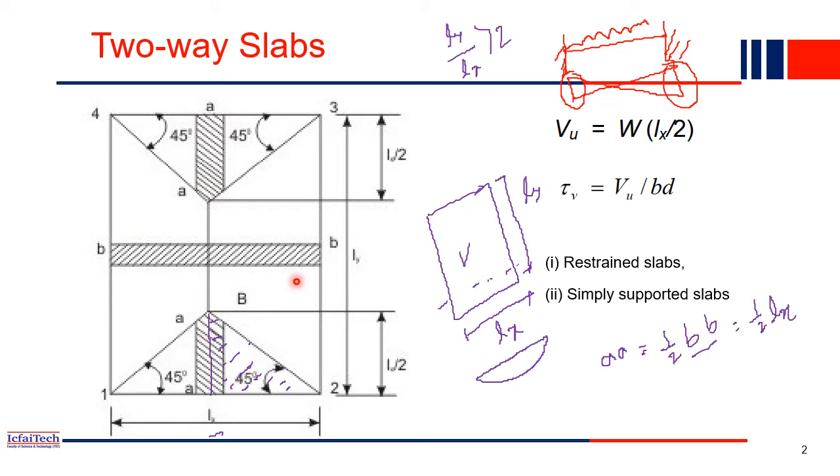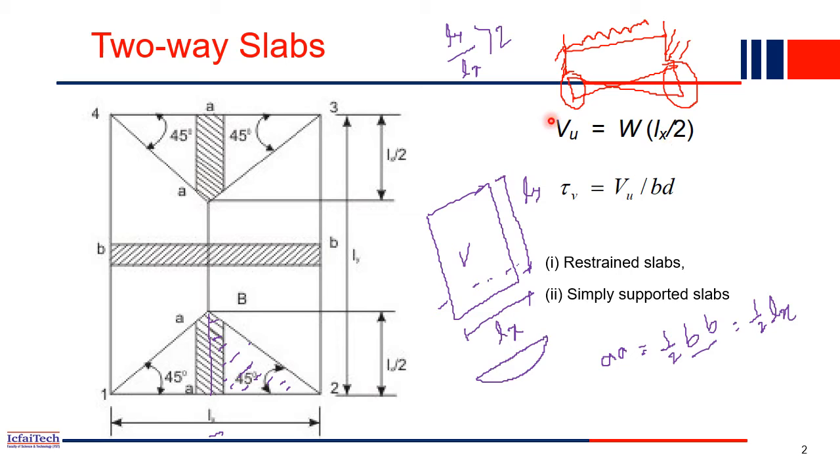So the shear force Vu will be, W is what? UDL multiplied by Lx by 2. Why? Because at A only this portion's shear stress will be maximum, right? Near the support, always near the support. So this height is how much? This height is Lx by 2. So W into Lx by 2 is the shear force. So the maximum shear force, Vu, will be developed near the support, right?